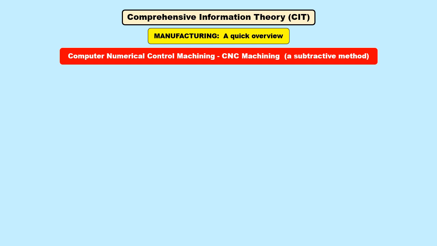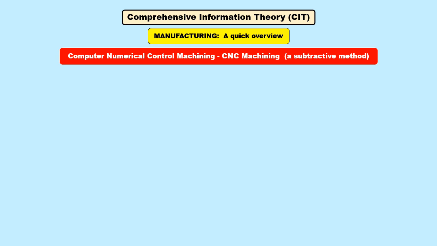The advent of computers allowed the creation of an important subtractive manufacturing technology, known as computer numerical controlled machining, CNC machining for short. CNC machining is strictly a subtractive method of manufacturing, that is, we begin with a chunk of material, and then remove material until obtaining the desired object.